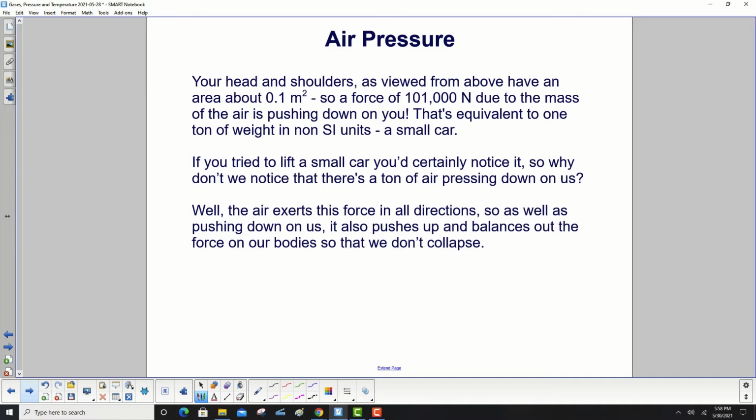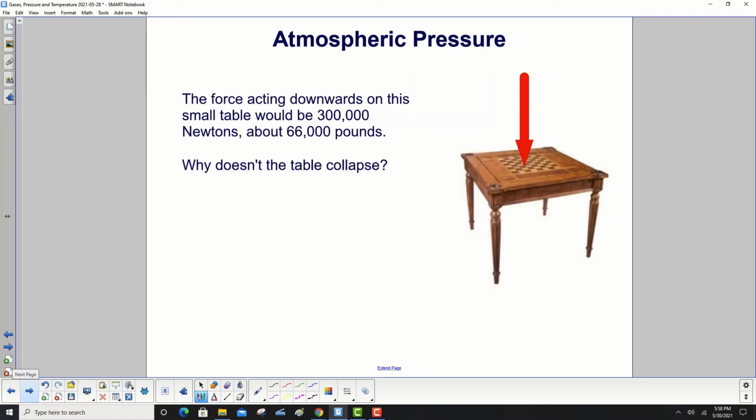Well, the air exerts this force in all directions, so as well as pushing down on us, it also pushes up and balances out the force on our bodies so that we don't collapse. The force acting downwards on this small table, with the chess notation here, would be 300,000 newtons, about 66,000 pounds. Why doesn't the table collapse?